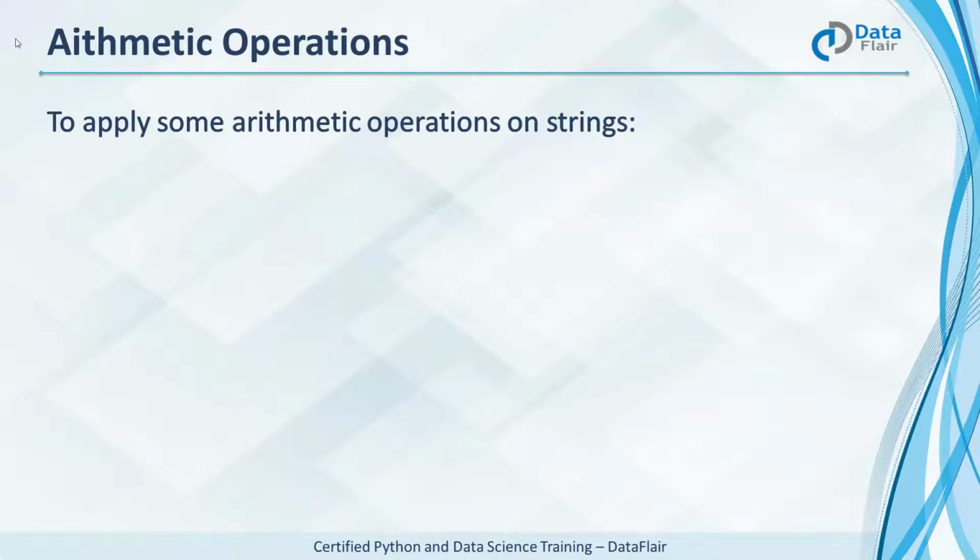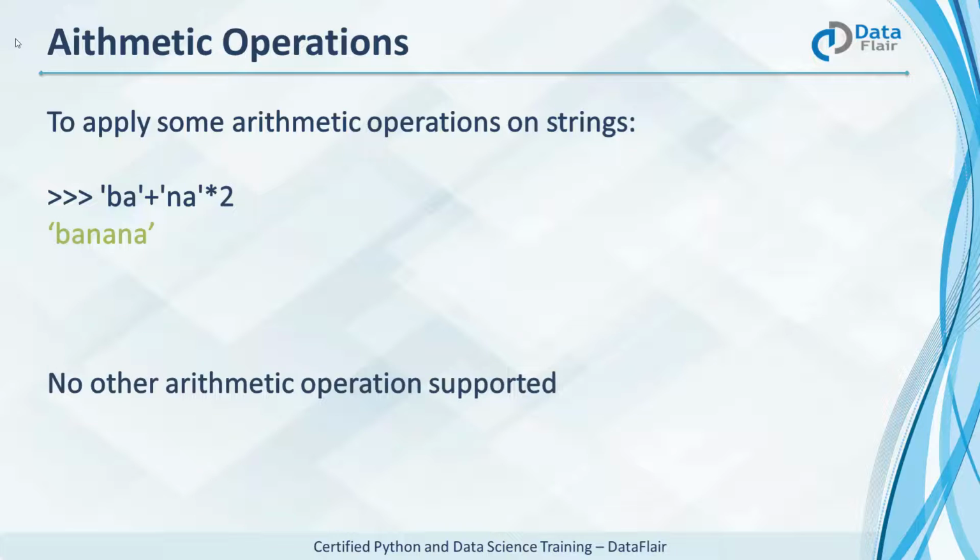Some arithmetic operators now. What is ba plus twice na? Banana. We can only add strings. Other operations like subtract and divide aren't possible with them.